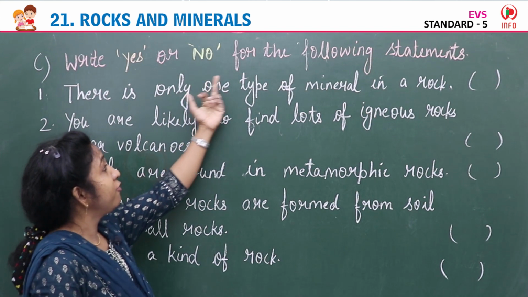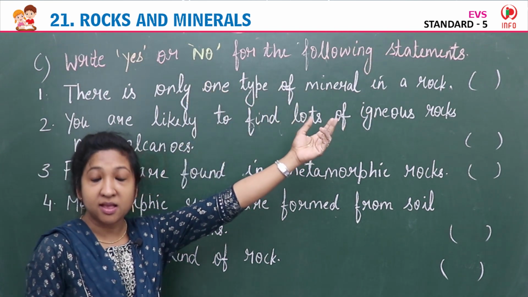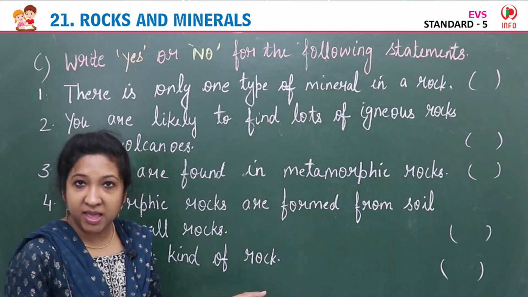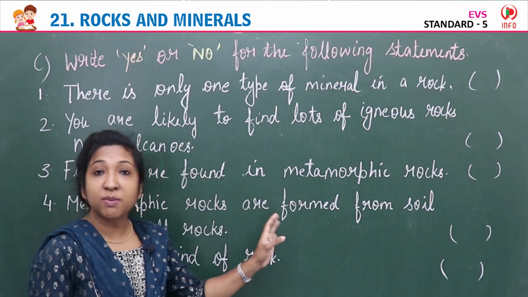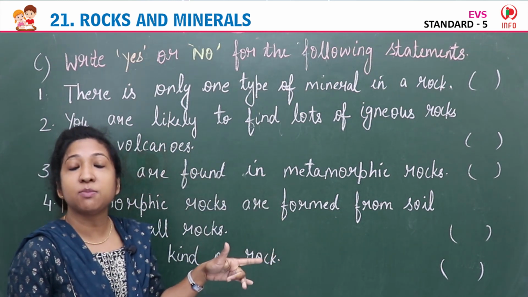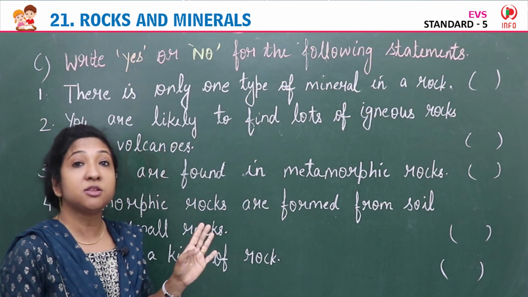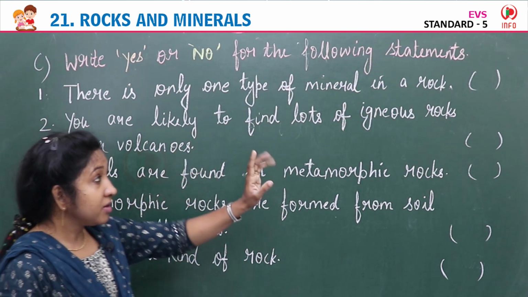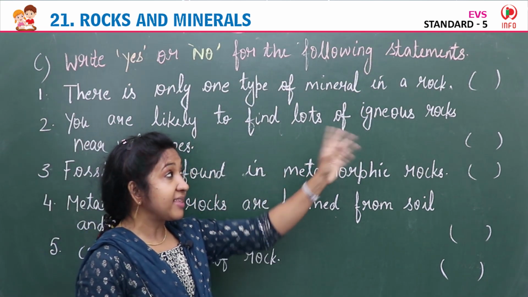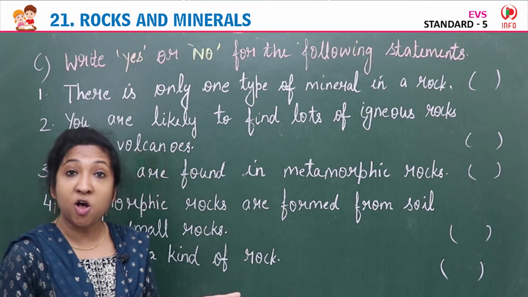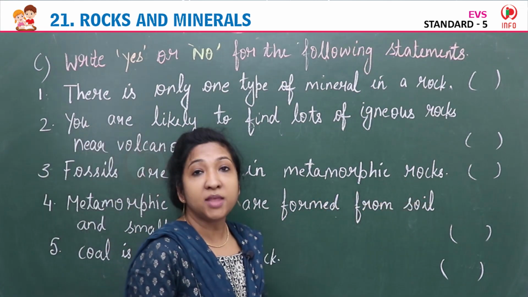Okay, children? Coming to the next exercise, exercise C. Write yes or no for the following statements. So given are few statements. You have to read the statements and check whether the given statements are right or wrong. If the statement is correct, then you can write yes in the bracket. If the statement is wrong, then write no in the brackets.